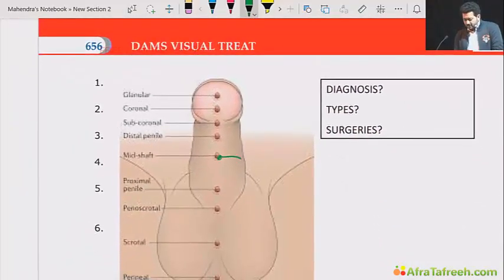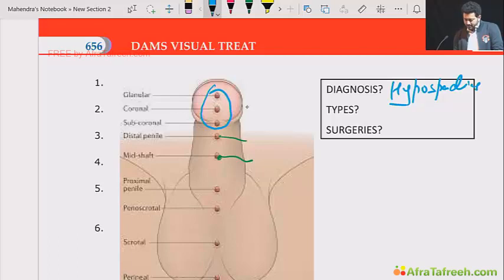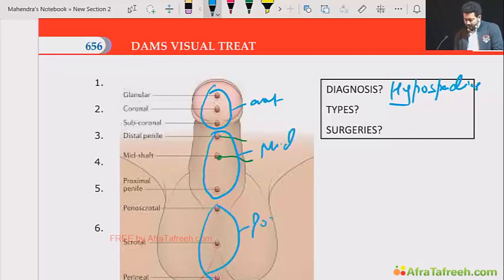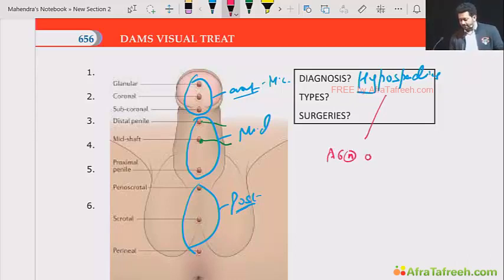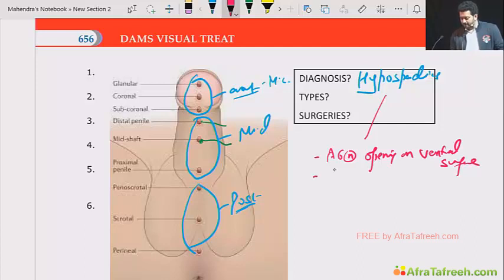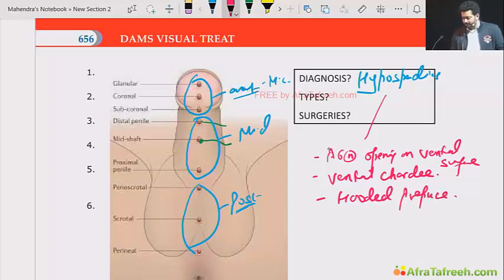Abnormal opening on the ventral surface of the penis. Diagnosis? Hypospadias. It can be anterior, it can be mid, and it can be posterior. Anterior hypospadias is most common. What are the associated findings? What will you see in a patient of hypospadias apart from the abnormal opening of the urethra on the ventral or under surface of the penis? What else? Deviation of the penis towards the ventral side, that is ventral chordae. And you will see a hooded prepuce.